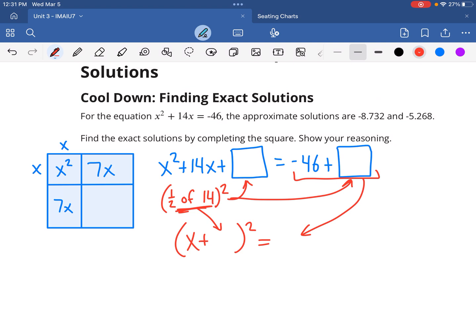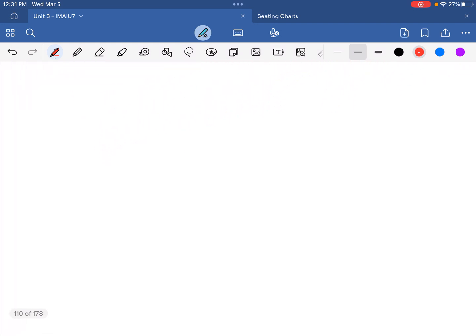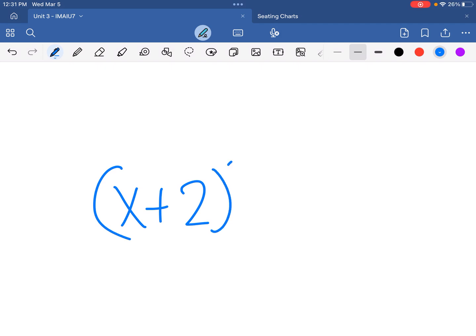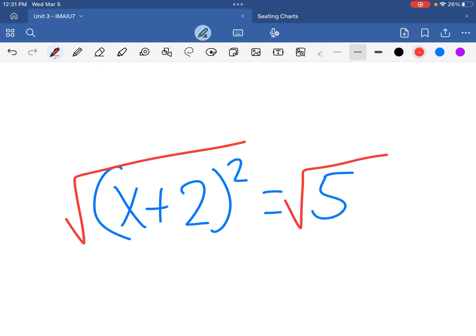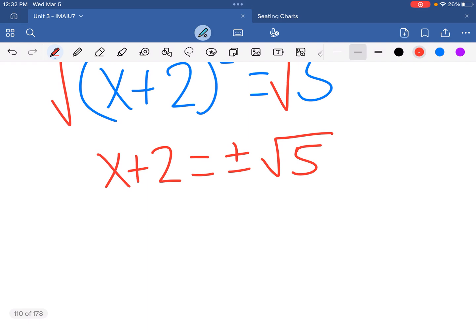Looking at our possible solutions over here, though, they look like they might be irrational. So when you have a situation where, and I'm just going to make up another problem, we've got x plus 2 squared equals 5, the way you solve that is by square rooting both sides. And you get x plus 2 equals, well, anytime you square root, you need a plus or minus, and then we just have the square root of 5 because it's irrational. And we'll leave that alone because that's an exact answer.